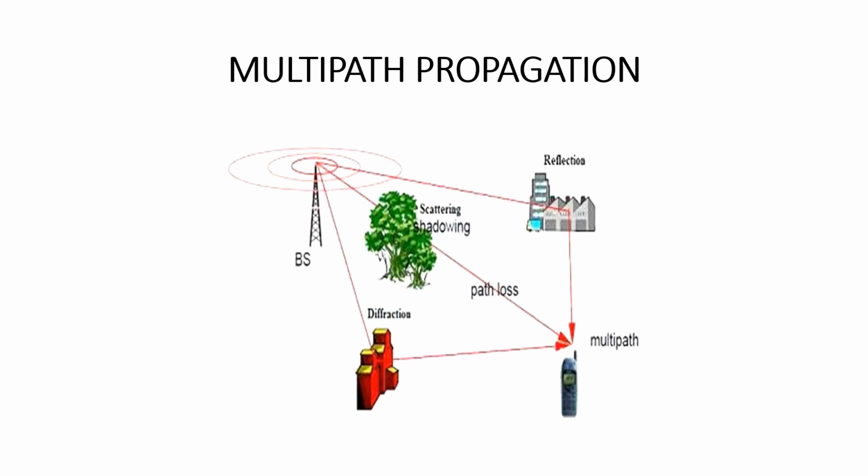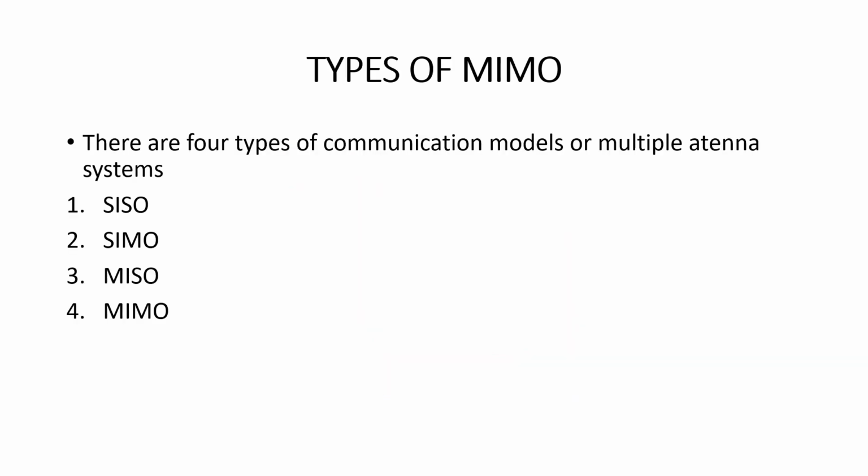Hope this is clear. So let us see the types of multiple input, multiple output. There are four different techniques in wireless communication to use the antennas at the transmitter and at the receiver. Before this MIMO concept came into the picture, we had three more: SISO, single input, single output; SIMO, single input, multiple output; and MISO, multiple input, single output. We will see these types in detail in the next video.